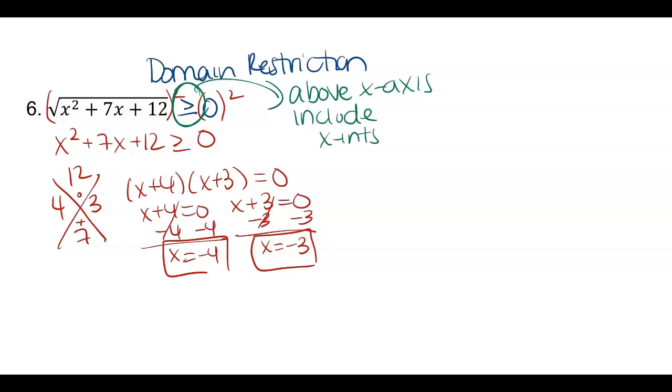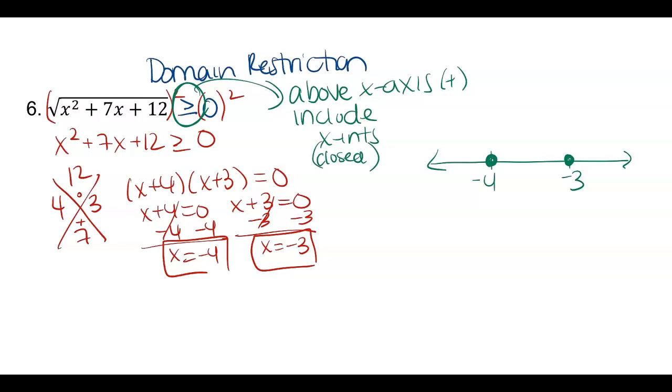So if you're graphing this out, we're going to have negative 4 and negative 3. If you're going to have it above, you're looking for positive values. And if you're going to include x-intercepts, you need to have closed circles here and here.